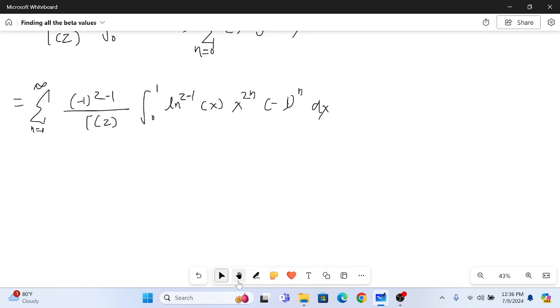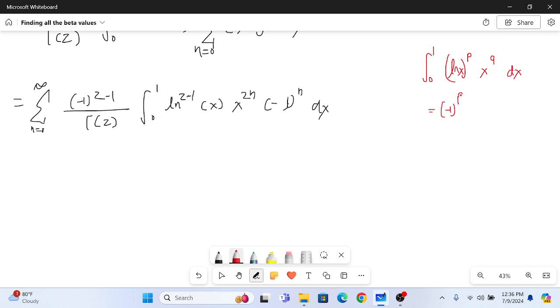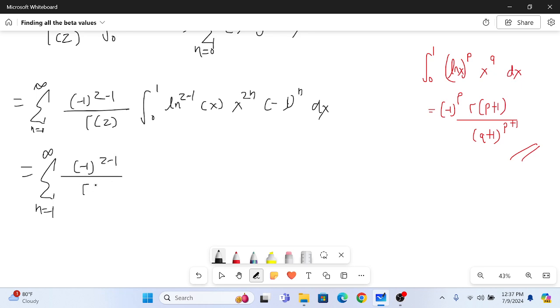You should have known that the integral from 0 to 1 of ln(x)^p times x^q dx is equal to (-1)^p times gamma of p+1 divided by (q+1)^(p+1). Okay, now if you know this, you can find this integral. The sum from n equals 0 to infinity of (-1)^(z-1)/gamma of z, now this is minus 1 to the power 1, and this integral will be (-1)^(z-1).